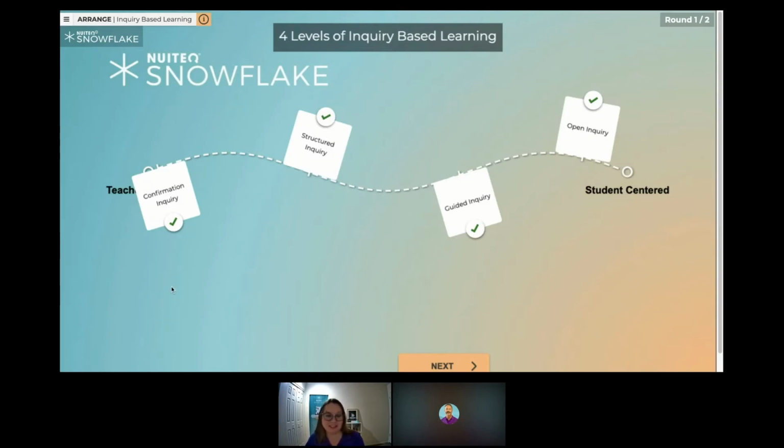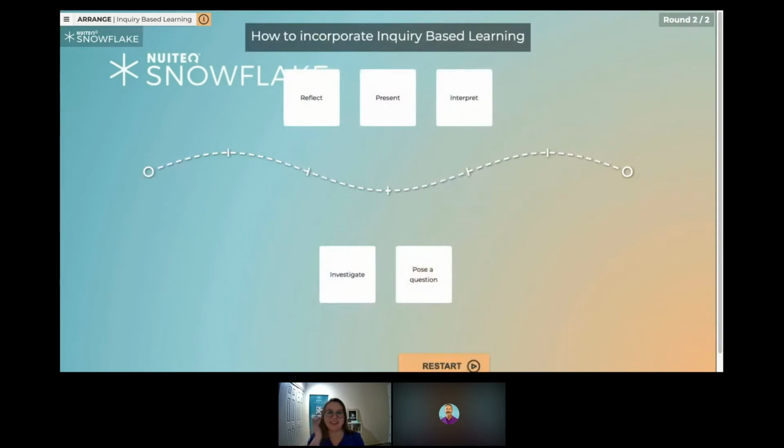So if you're interested in providing inquiry-based learning opportunities for your students in your classroom, whether you go from a confirmation inquiry to structured, guided, or going full into an open inquiry, there are different steps that you can take within your class to help provide students with the support and the resources they would need. So that brings us to our next one.